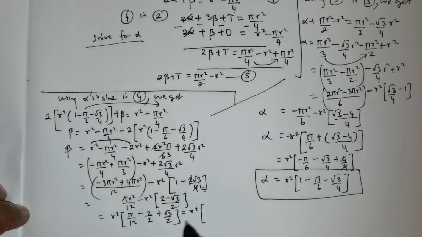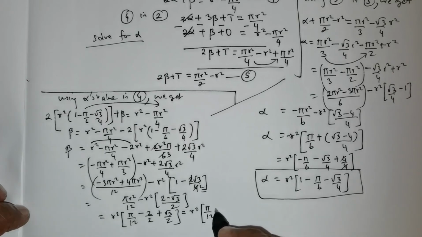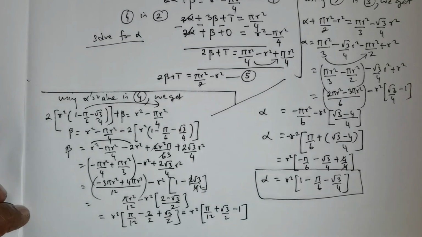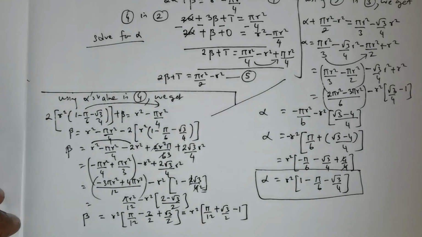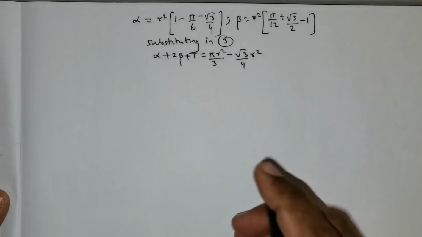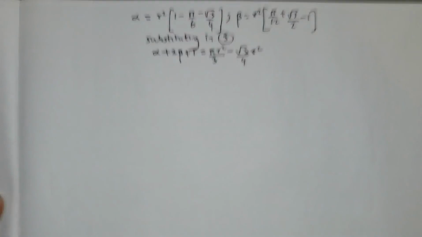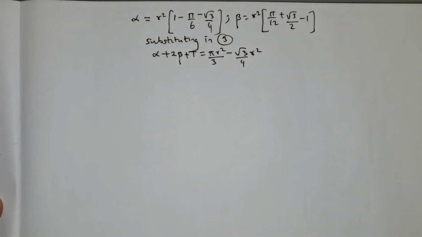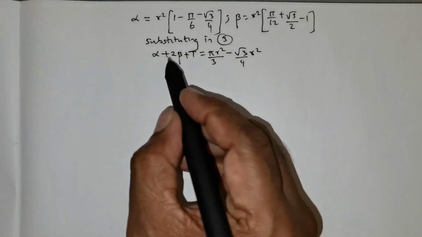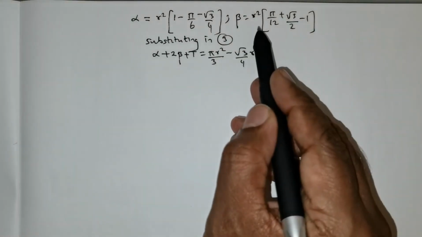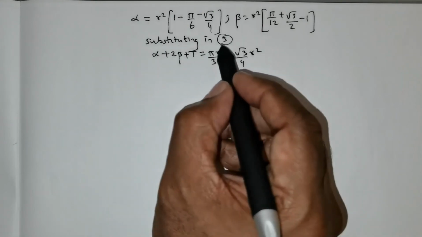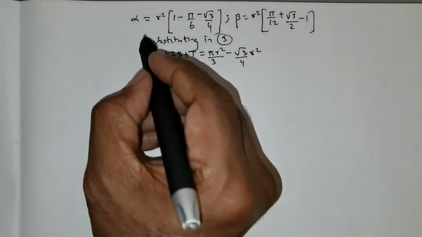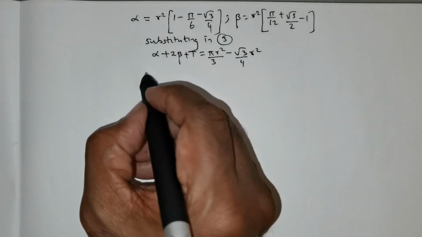So I can further rewrite it as r squared of pi over 12 positive root 3 over 2 negative 1. And on the left, it's going to be beta. So this is the value for beta. Now finally, students, we have to get the value for t. To get the value of t, I will be substituting the value of alpha and beta into equation 3. So let us do that.